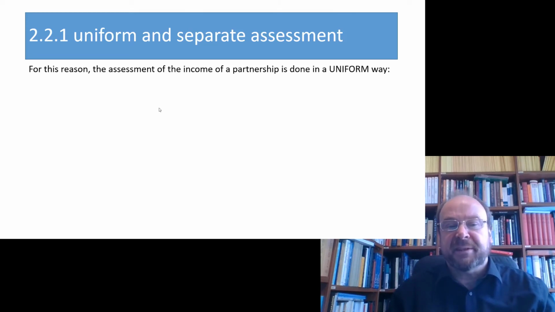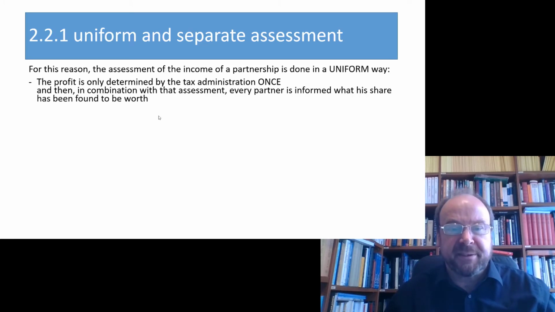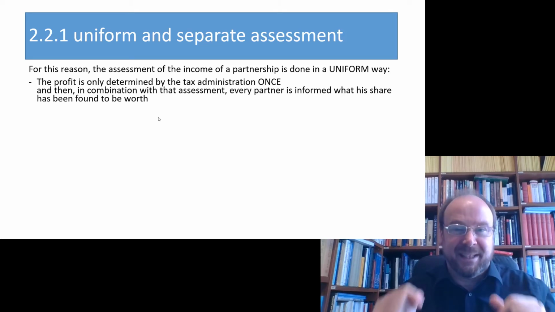So this determination or decision of how much the partnership has earned is done in a uniform way, which counts for all of them. So the profit is only determined once by the administration, and then, resulting from that assessment, every partner gets the information: we found out you have your share.